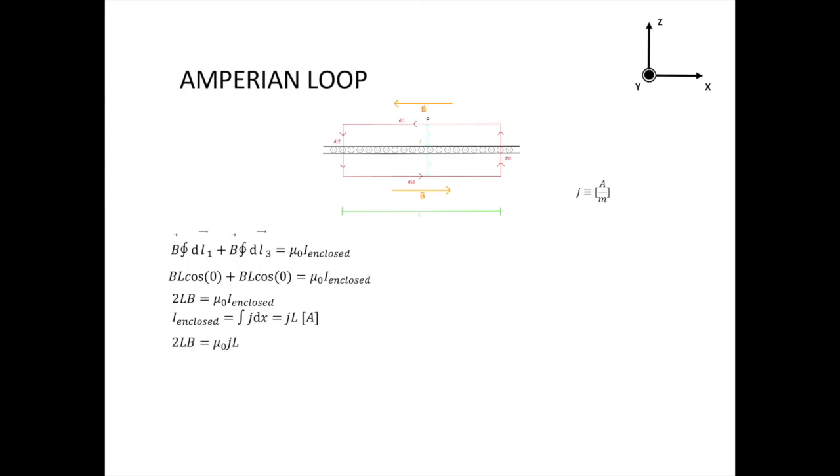Then, we're left with this equation, and if we isolate B, we obtain the result. That is, the magnetic field is equal to magnetic permeability times J over 2.